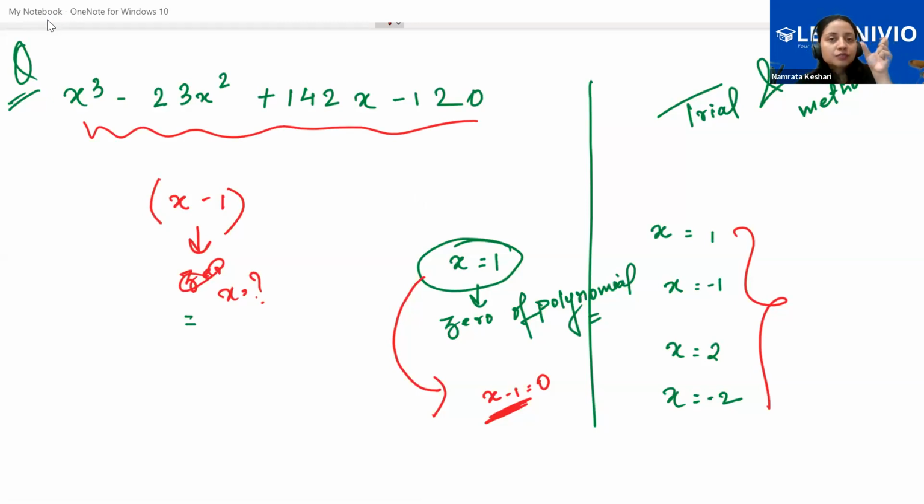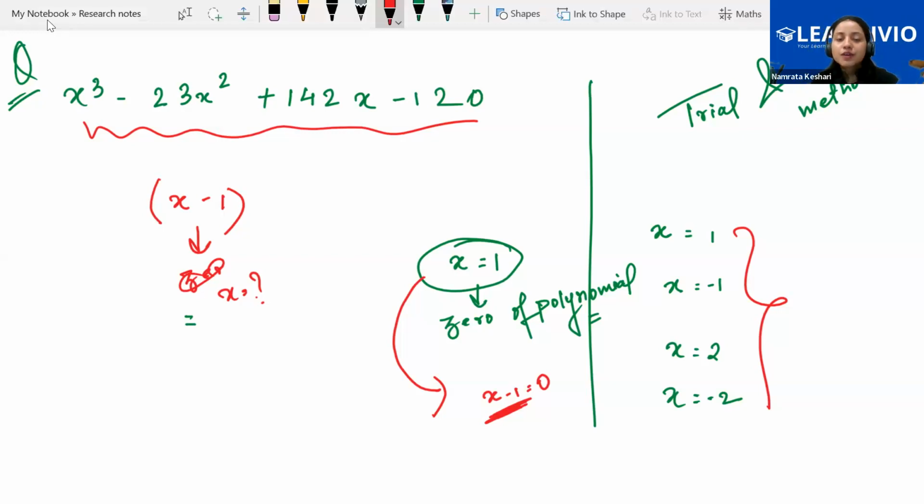Whatever is asked, whether it is a factor or not, from there you were getting the x value, and that x value you used to substitute in the polynomial. If the final answer was coming out as 0, you were saying that yes, it's a factor. If the final outcome was not coming out as 0, you were saying it's not a factor. So with the help of this x value, we are able to generate one of the factors, that is x minus 1.